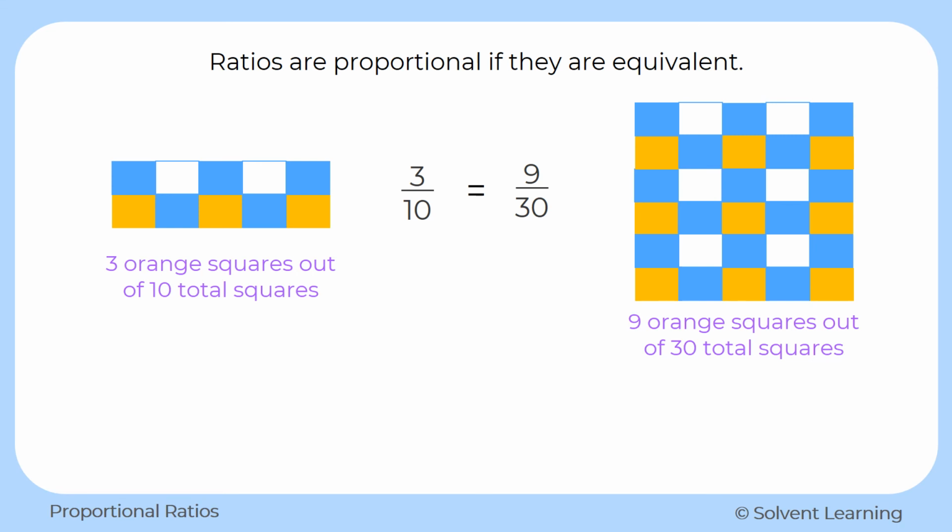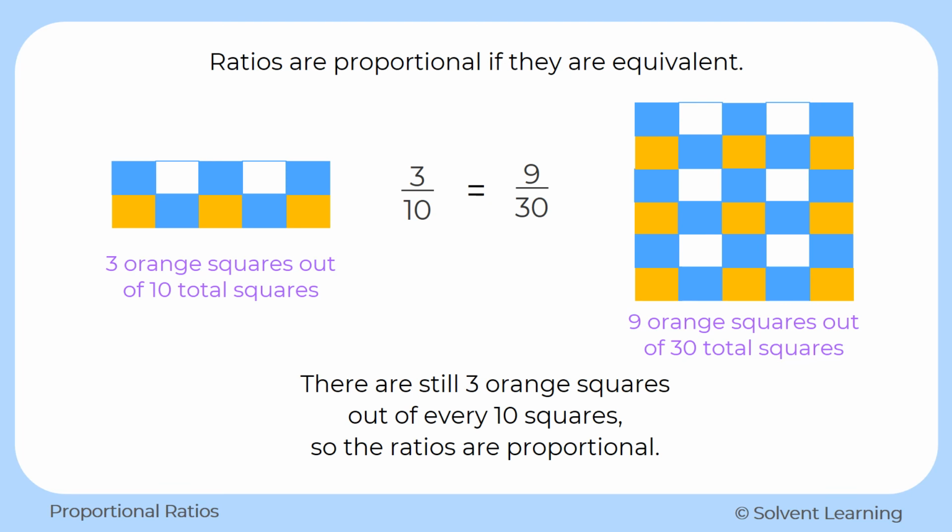So even though we have 3 times as many squares, the ratio still shows that there are 3 orange squares out of every 10 squares, even when there's 9 out of 30. So these ratios are proportional.